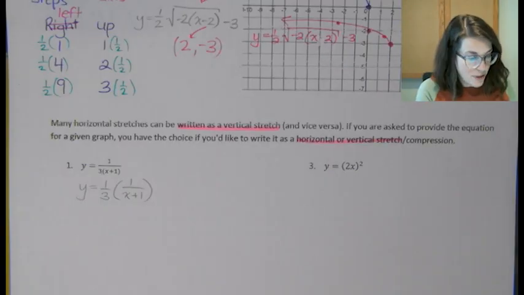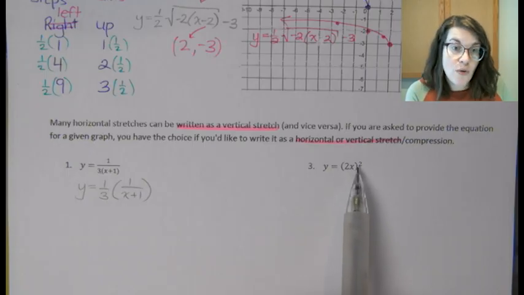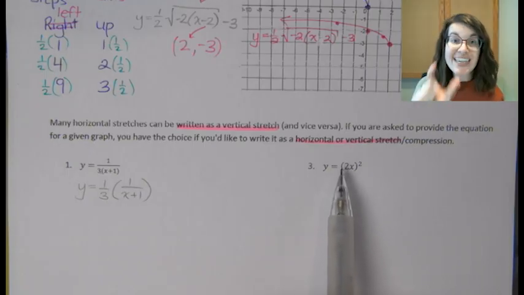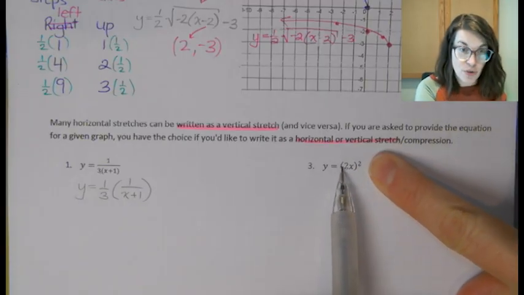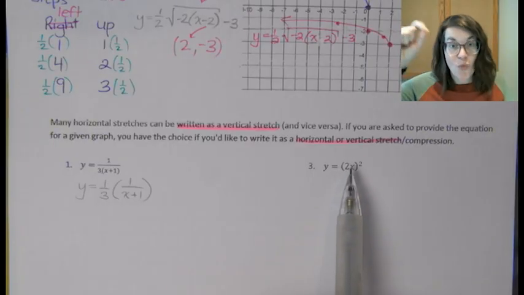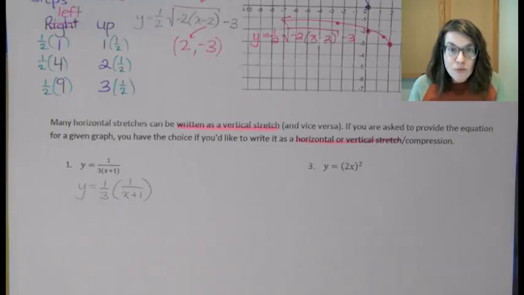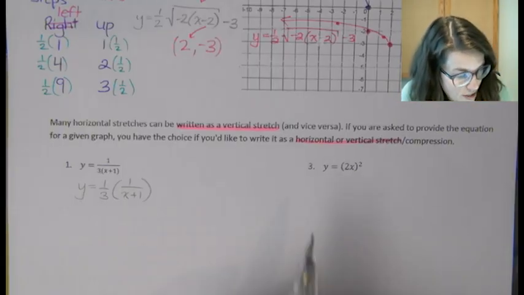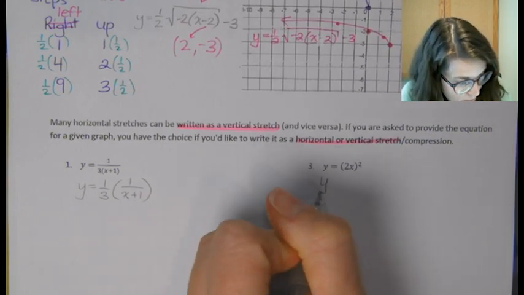The next one we're going to look at is a parabola function. This is quadratic. And so right now we see that the 2 is inside of the brackets with the x. So this square applies to the 2 and the x. So this is a horizontal, it's going to be a horizontal 1/2, so a compression horizontally. But we can very easily represent this as a vertical stretch. Okay, so watch this. I take my square and I'm going to apply it to both.